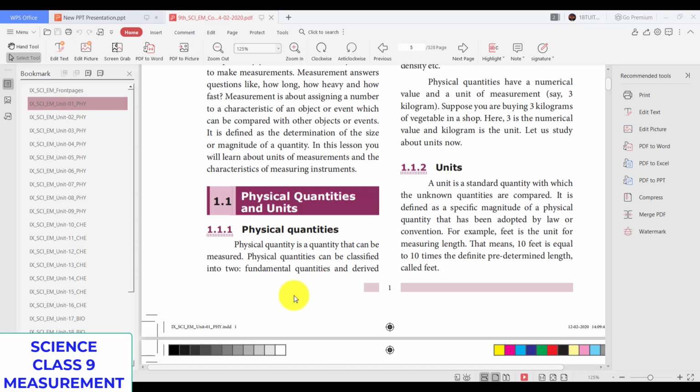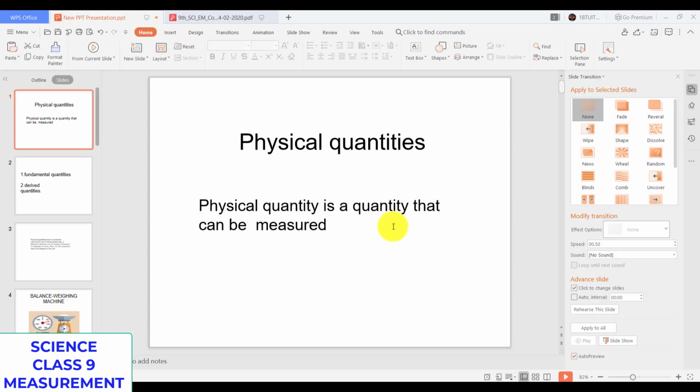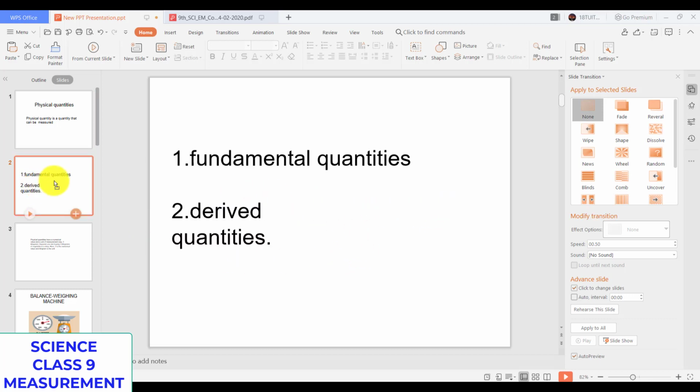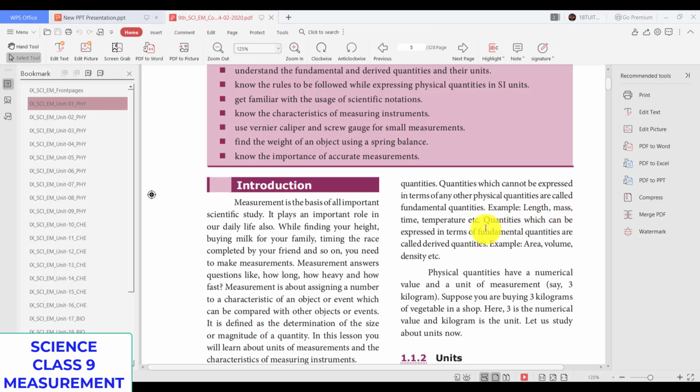Physical quantities are also divided into two categories. A physical quantity is a quantity that can be measured. Physical quantities are of two types: one is the fundamental quantity and the other is the derived quantity. In the lower classes, we have studied length, mass, time and temperature, etc. These are called the fundamental quantities.